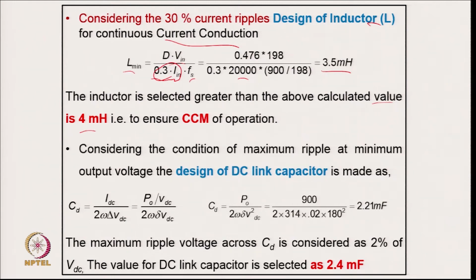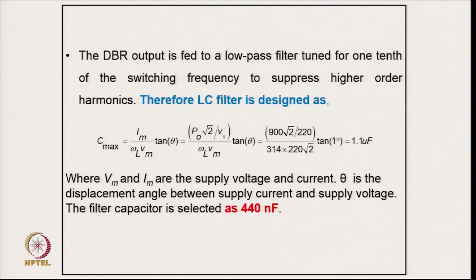Considering the condition of maximum ripple at the output voltage, the design of the DC link capacitor, the output capacitor, is given by C D equals I DC upon 2 omega delta V DC. We already discussed that it does not depend on switching frequency; it depends on the load current and the ripple in the output voltage, and of course on the second harmonic of the supply. Substituting the values, it comes to 2.21 millifarad. The maximum ripple voltage across CD is considered as 2%. So the value of the DC link capacitor is selected a little higher, at the standard value of 2.4 millifarad.